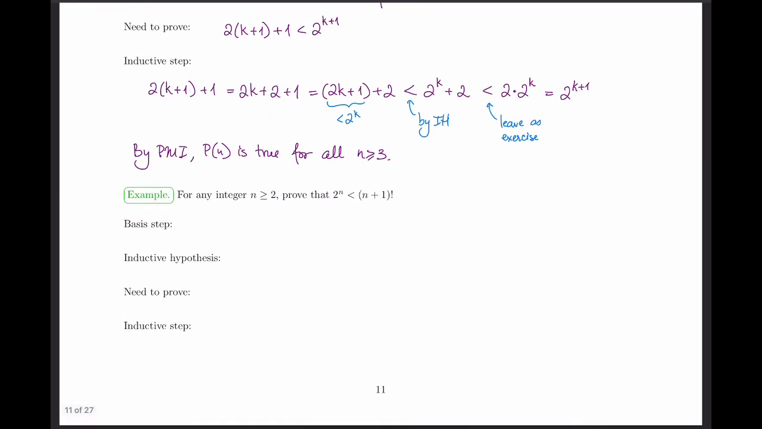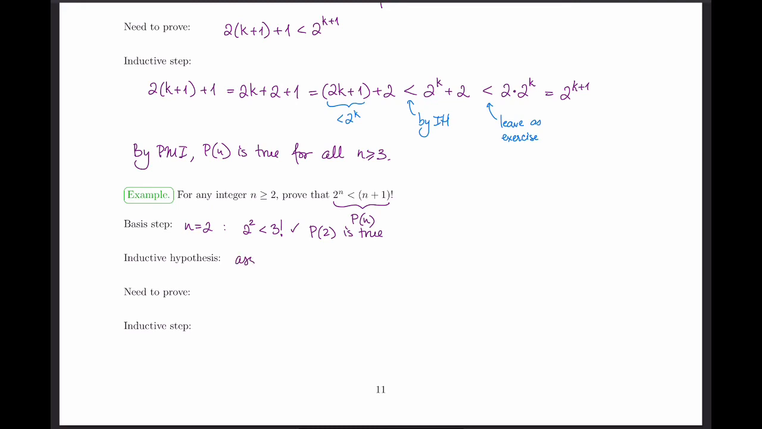Let's now combine our skills to prove something about an inequality and also a factorial. So my interest here is this statement. For any integer greater or equal than 2, I would like to prove this particular inequality. The basis step is going to be at least 2, so let's start with 2 and see if it works. If I plug in 2, what do I have? I have 2 squared is less than 3 factorial. 2 squared is 4, 3 factorial is 6, so 4 is less than or equal to 6. This is true, P of 2 is true, and we are done with the base case.